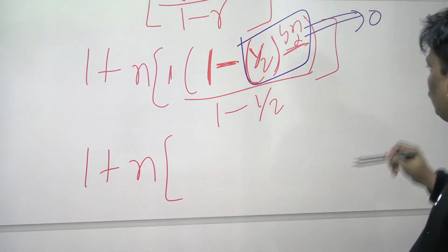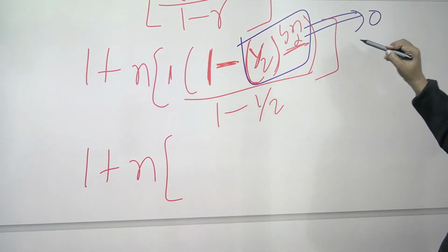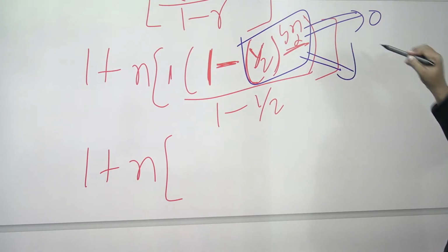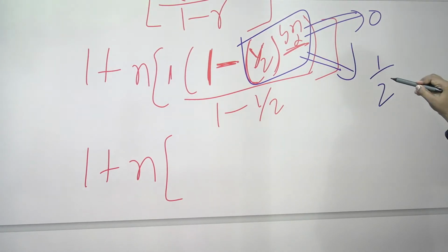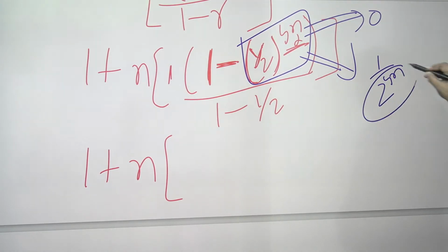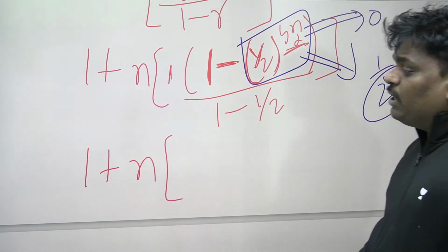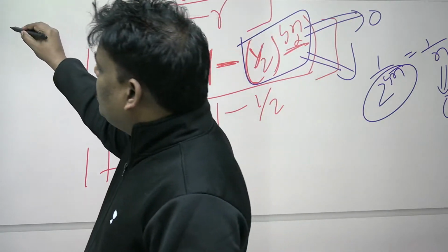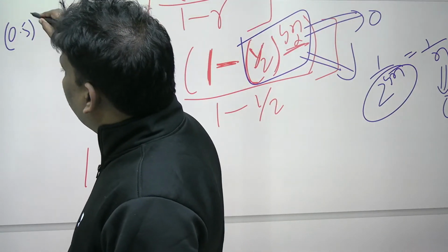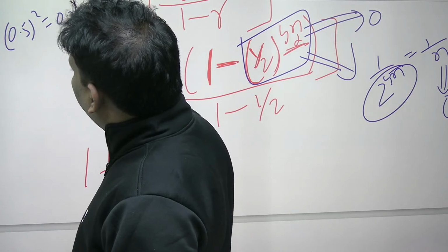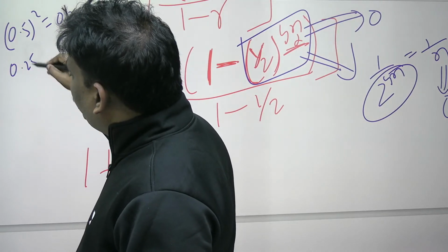Why 0? Listen, why 0? The reason is that this value can be written like this: 1 by 2 power log n. 1 by 2 itself is 0.5. See, this is a very big power. This became 1 by n, and 1 by n becomes 0. Be careful, I am repeating once again. You only say 0.5 whole square, 0.25. Next one, 0.25 whole square.